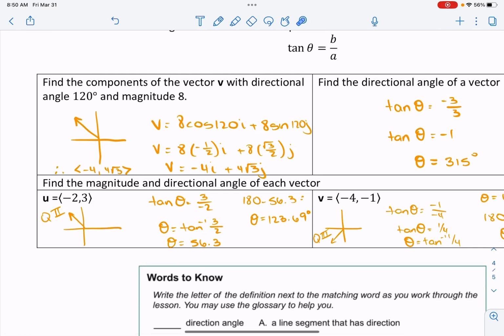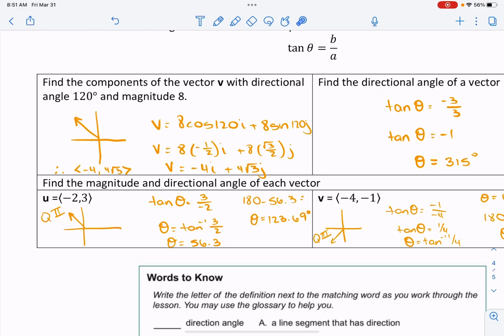Now this one is at negative 2, 3, so it's in quadrant 2. So when we do the tan inverse, remember the tan inverse has a restriction. So it's going to give us 56.3, but that's in quadrant 1. So what we're going to do is take 180 minus the 56.3 to give us the angle that we need.